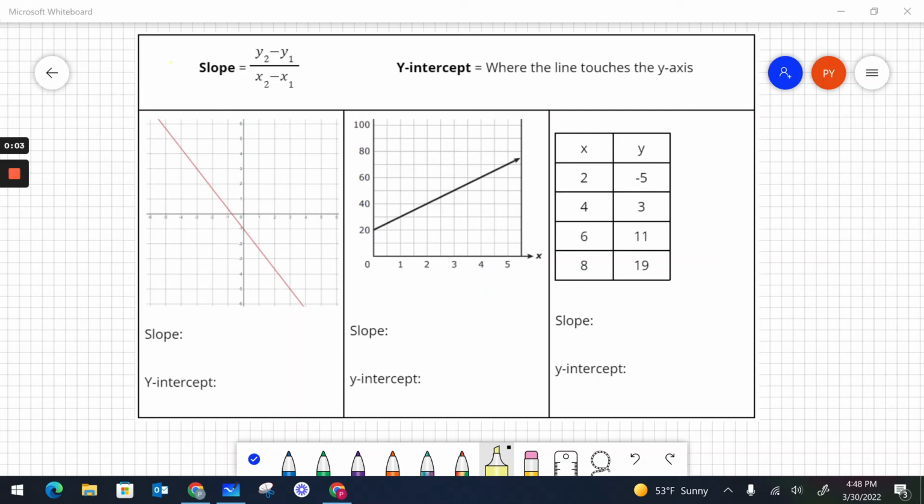This is the video for slope and y-intercept. Every line has a slope and every line also has a y-intercept.